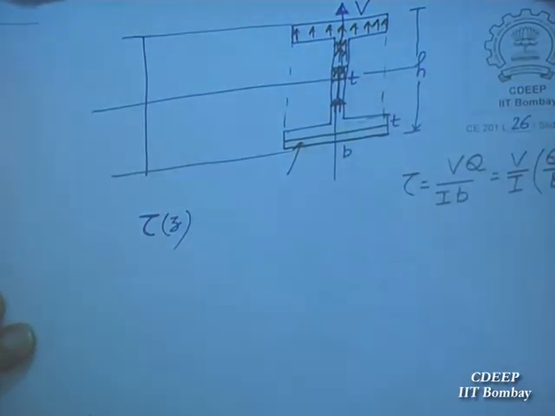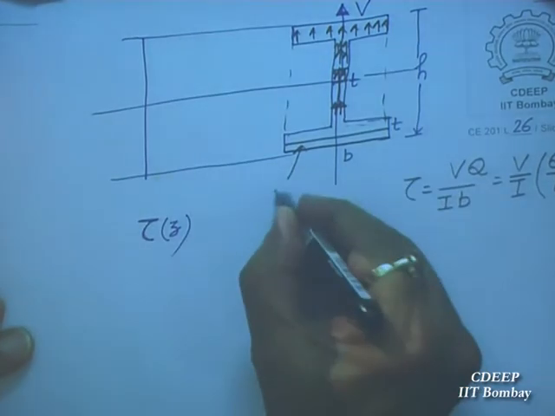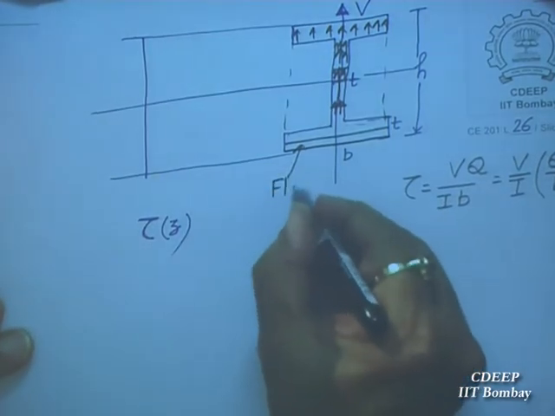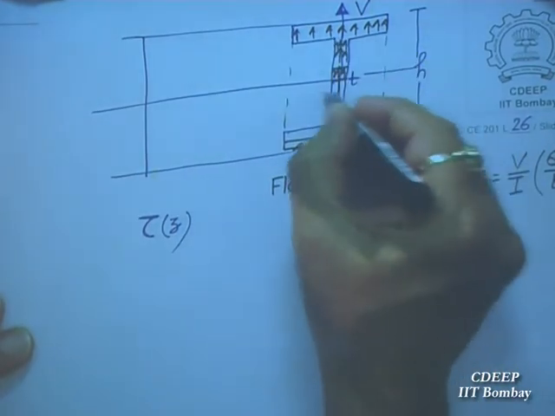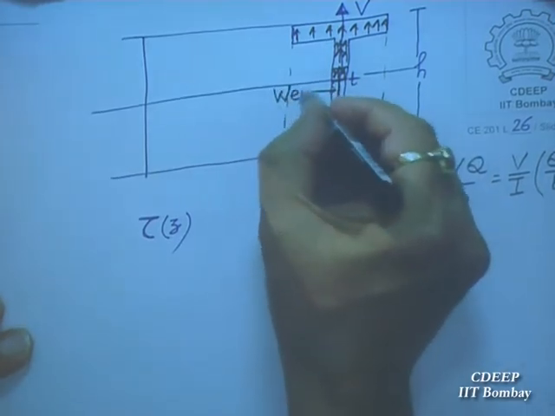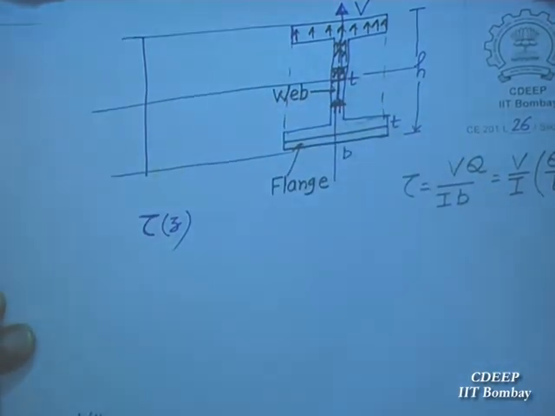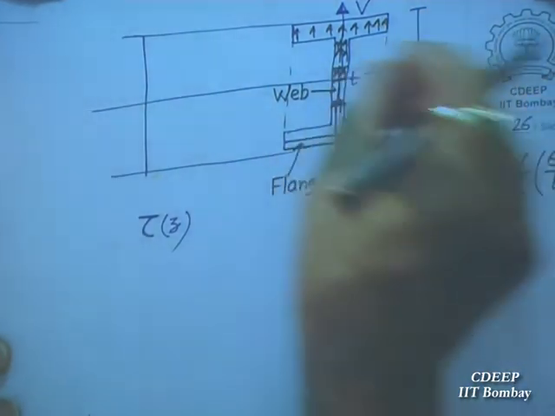So it has become T. So this one is called flange, F-L-A-N-G-E, flange, and this thin portion again is called web, web of the beam. So the wider portion is called flange, and the thinner and deeper portion is called web.